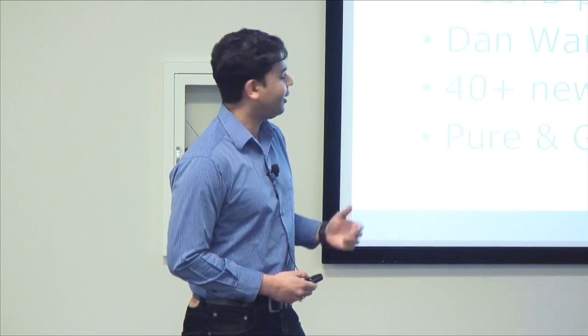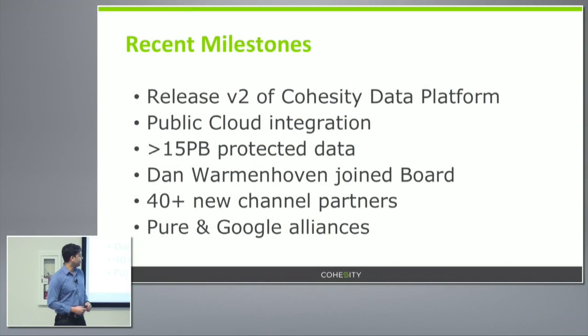Now I'm going to cover recent milestones, especially for people who were here last time. So this is the recent stuff that we've done since then. We've released version 2 of the Cohesity data platform. We have done public cloud integration, and we'll show demos today to demonstrate that. We have several customers, both paying customers as well as customers trying our product. In total, we are protecting at this point more than 15 petabytes of data.